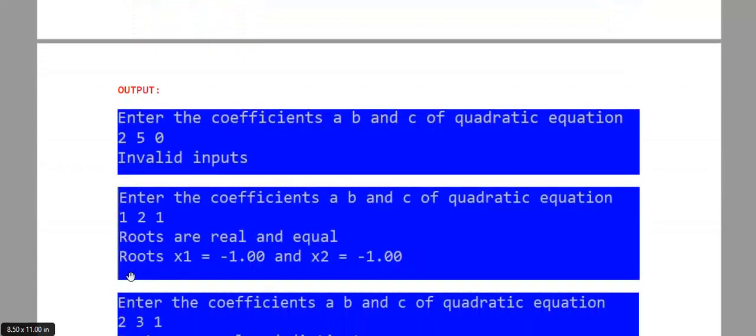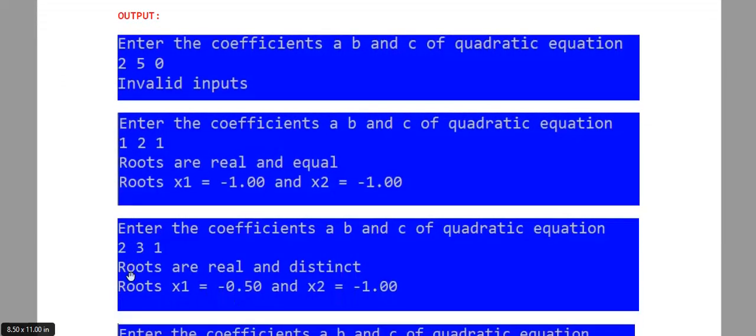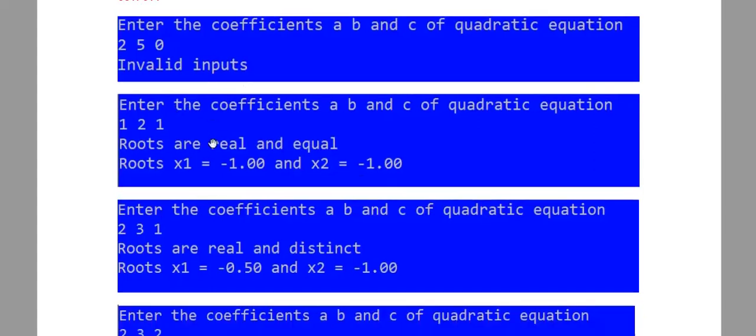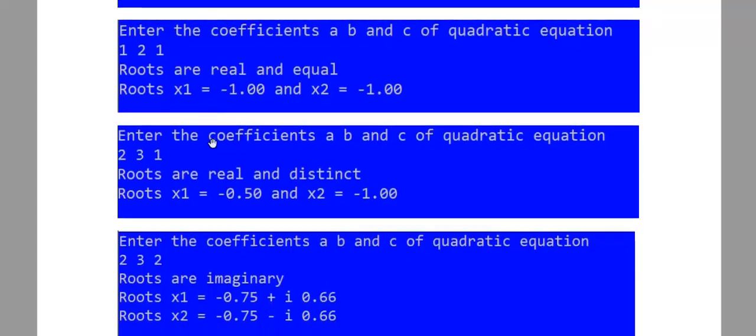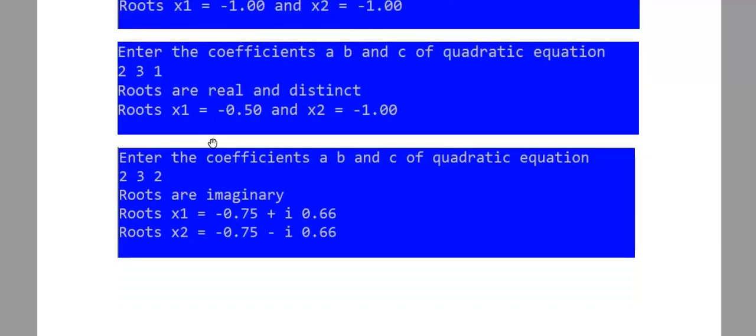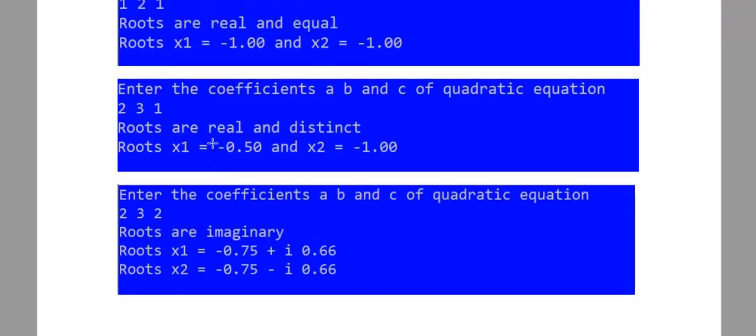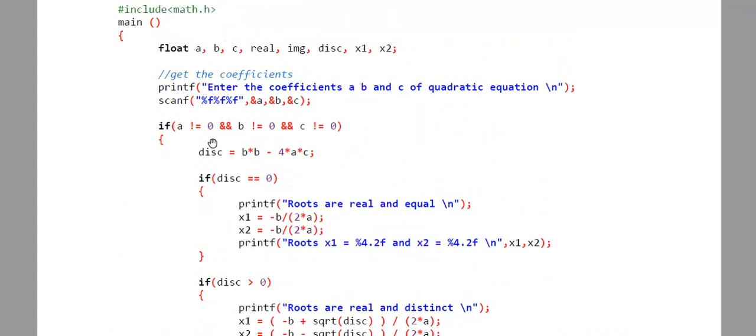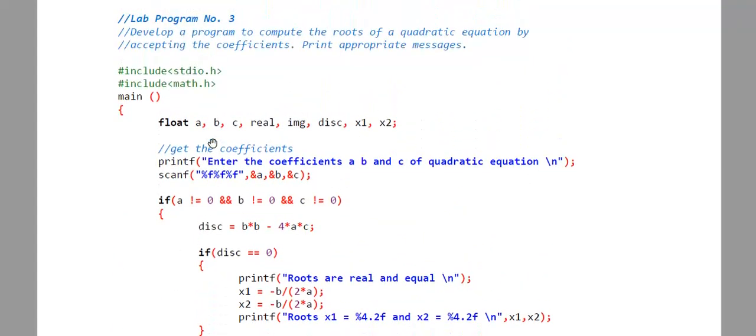Suppose you enter the input as 2, 5, 0. C is 0 here, so the first if statement becomes false, then it will display invalid inputs and it will stop. The rest of the inputs we have already seen, when roots are real and equal, real and distinct, and when roots are imaginary. Now we will compare with the flow chart, and we will understand the flow chart.